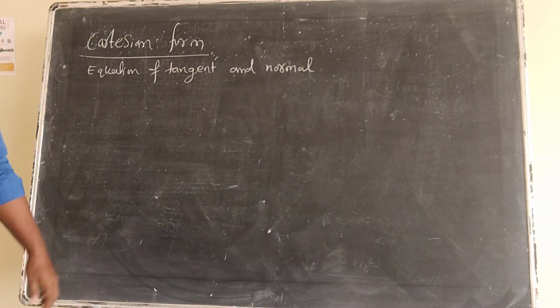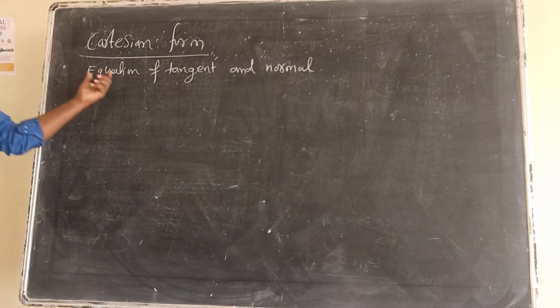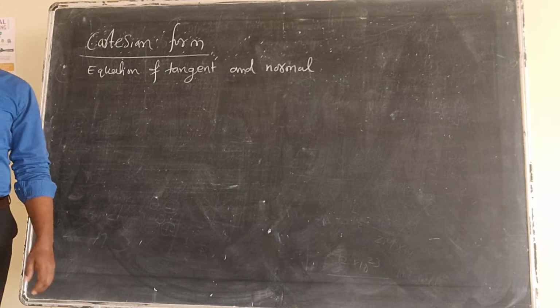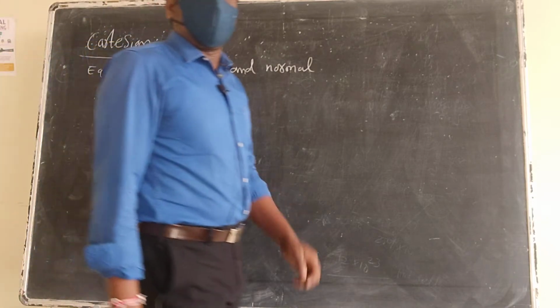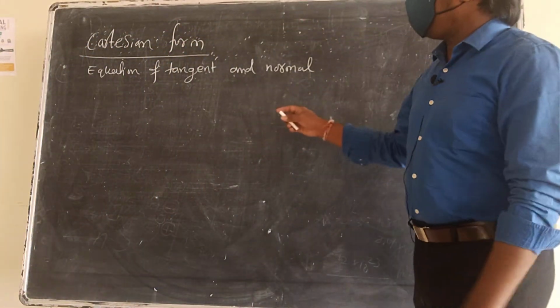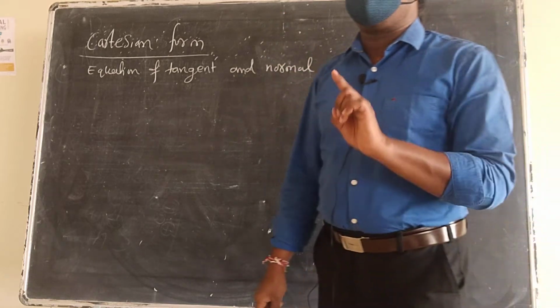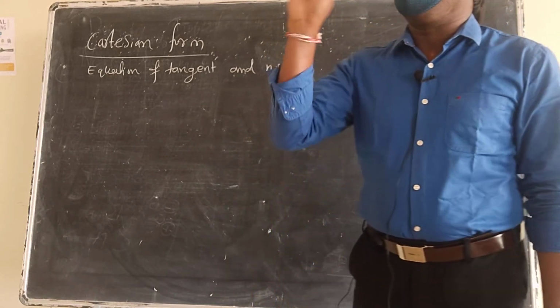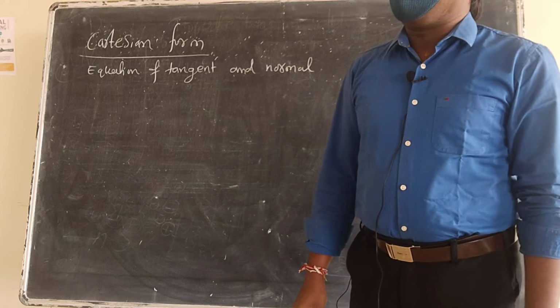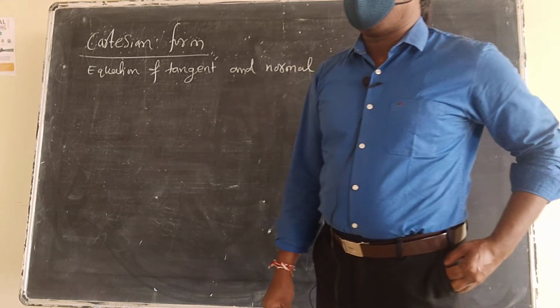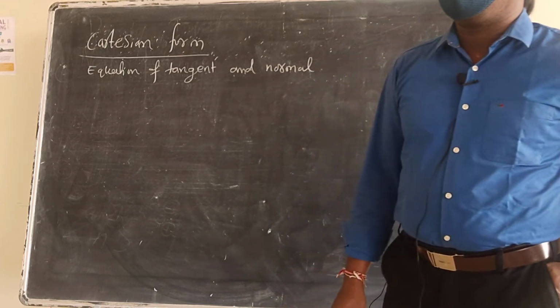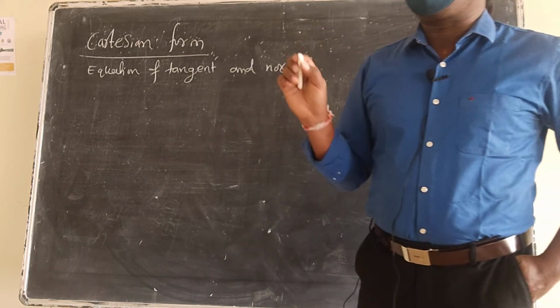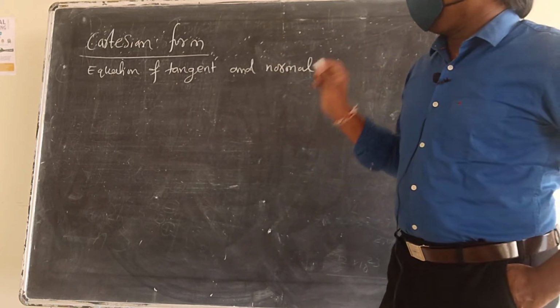Let's start now. Today's topic is equation of the tangent and normal, in Cartesian form. Yesterday I explained the equation of the tangent when the slope is given. What is the formula? y = mx ± √(a²m² + b²). That is when the slope is given. So that is the equation of the tangent.